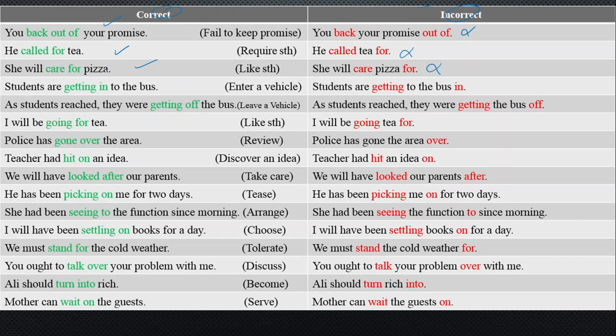These sentences are all not separated. It means an object cannot come between the verb and the adverb particle. Like this is your verb, this is your adverb particle, and this is your object. Verb, adverb particle, object.